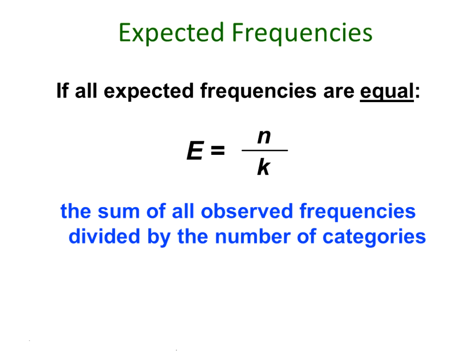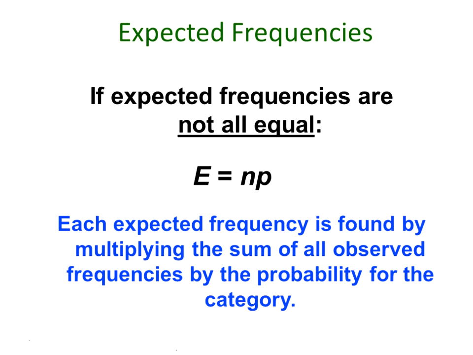Now, how we're going to calculate our expected frequencies is we're going to take n and divide it by the number of categories we have. So n is the sum of all our observed frequencies, the total of our data, and we divide that by the number of categories. If all expected frequencies are equal, that's the formula we're going to use.